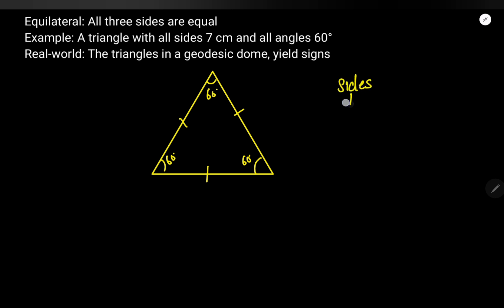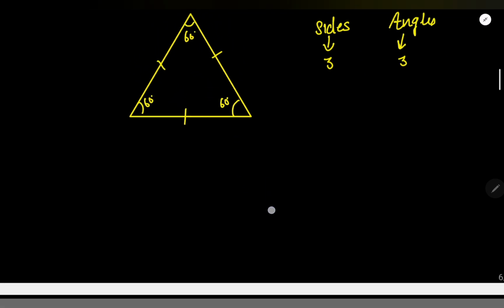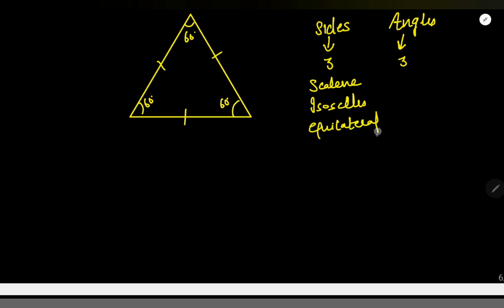Now we know 6 types of triangles. According to sides, how many types? 3. And according to angles, how many types? 3. So according to sides, we have 3 types: scalene, isosceles, and equilateral. And according to angles, we have acute, right, and obtuse.